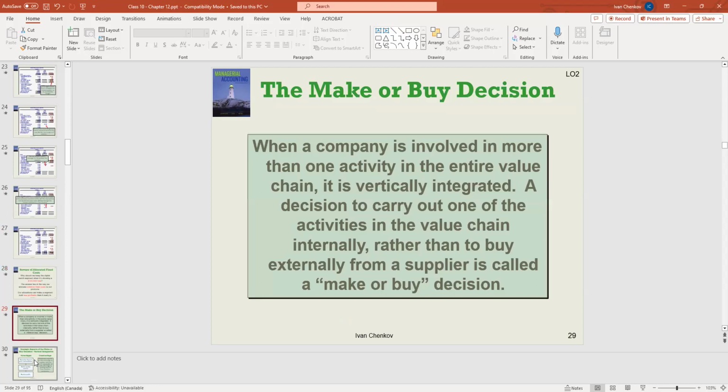Now, the next decision that we have to make is the make or buy decision.